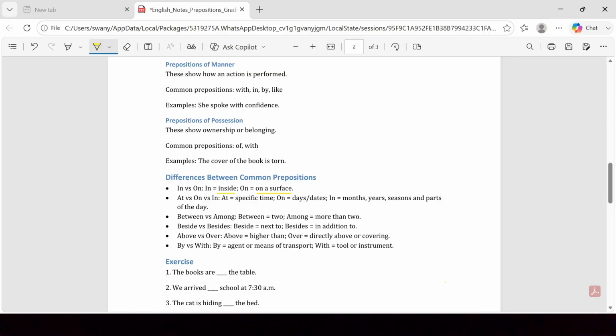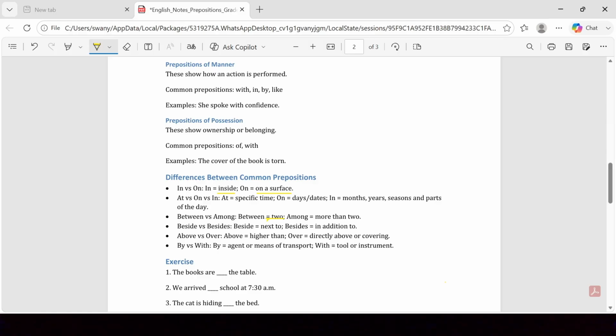Then we have between versus among. Between means about two. There may be two people. They shared the mangoes between the two of them. So that means that they were two. Among means more than two.